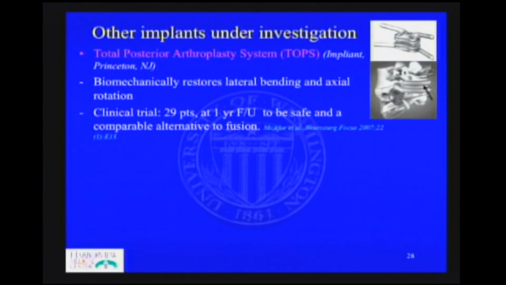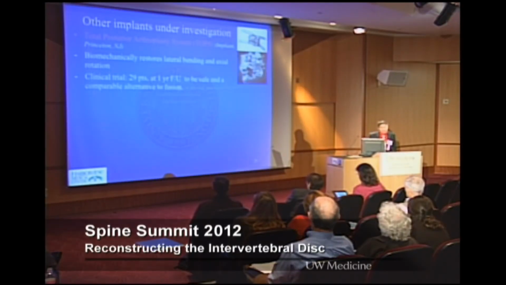Now the next concept is the total posterior arthroplasty system, which is short for TOPS, and this one is essentially an artificial joint designed for the posterior facets, and biomechanically it can restore lateral bending and axial rotation. McGaffey's group tried this in 29 patients, and at the 1 year follow-up, it shows that it's safe and can be a comparable alternative to fusion.